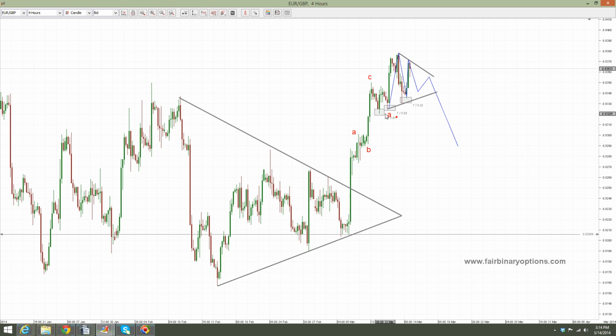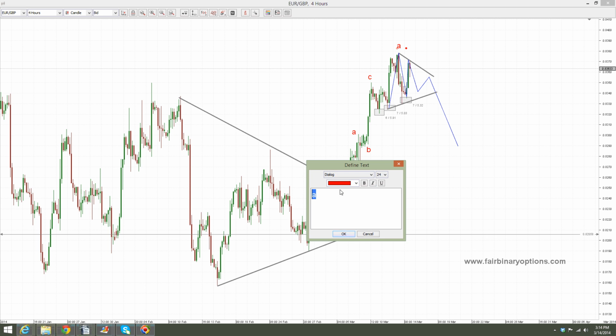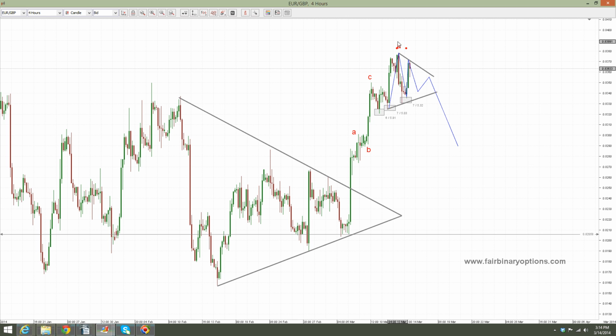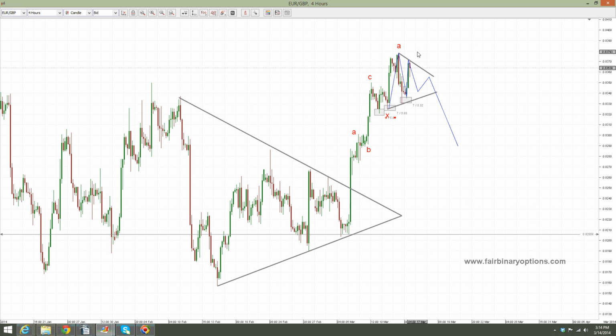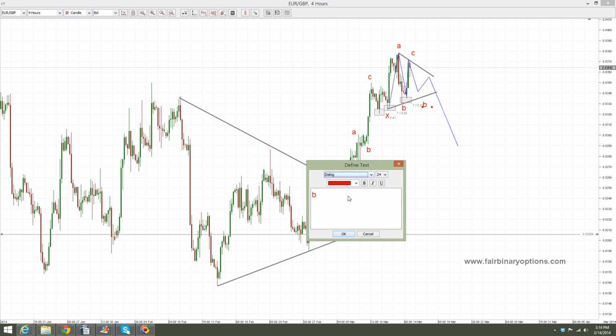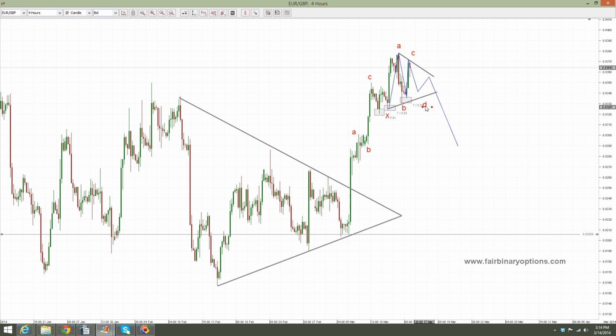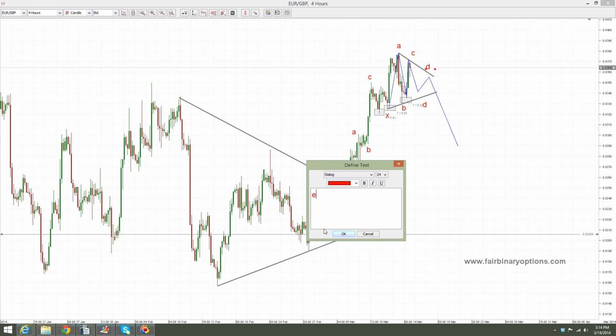A, so that was the X, and then to have the A and the B and the C already completed. And now to look for the D wave and the E wave to end around those levels.